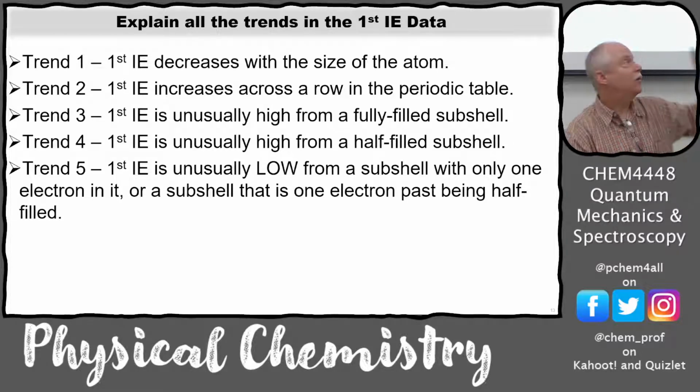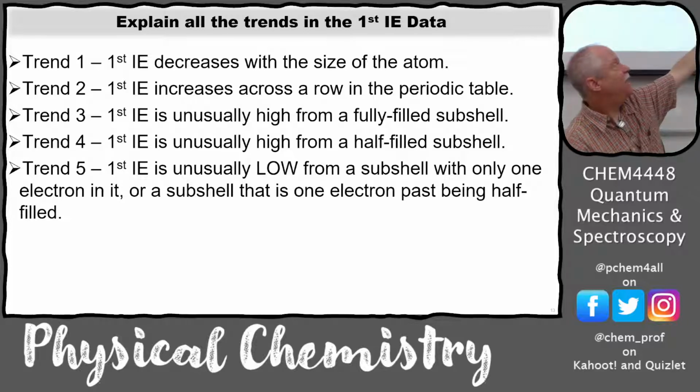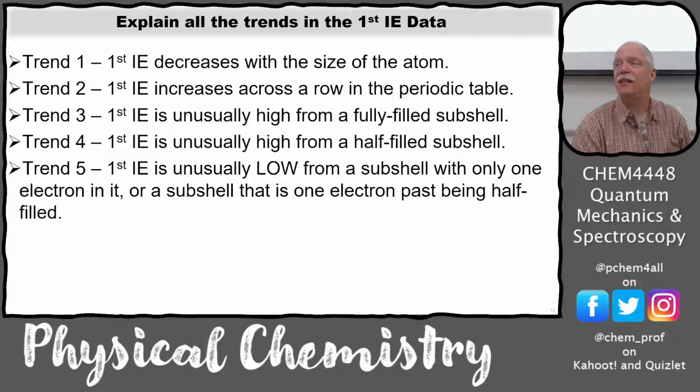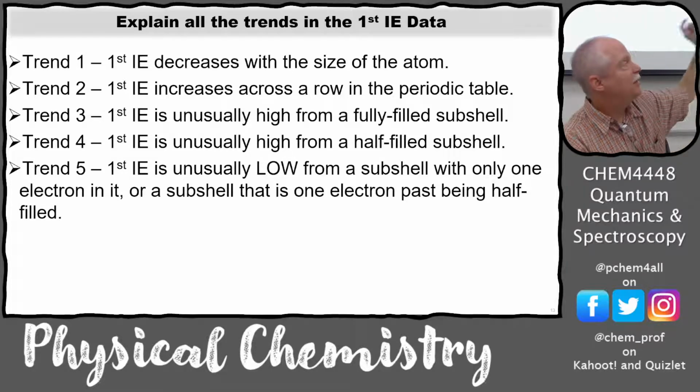Yeah, group 1. So all of the alkali metals. If I take that electron away, what does the electron cloud look like? Noble gases, right? So those are really easy to ionize because I take one electron away and I have a noble gas electron configuration.